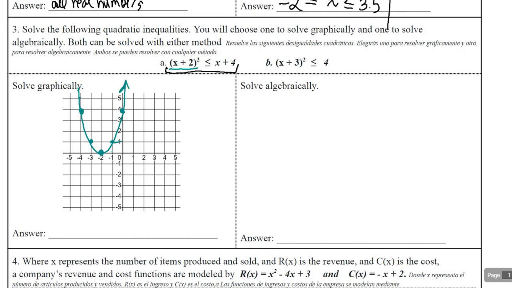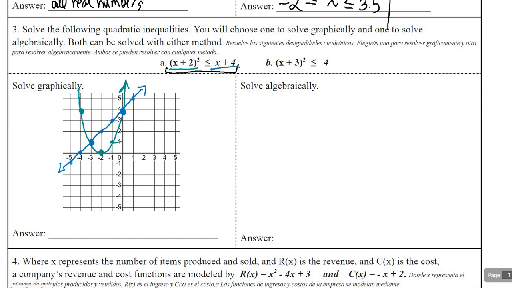Okay. Now I'll graph the line, and I'll do it in blue. So I'll start at my y-intercept, which is 4, 0. And then I go up 1 over 1, because the slope is 1. And I'll go in both directions. Okay. So I've found where the quadratic and the line cross.